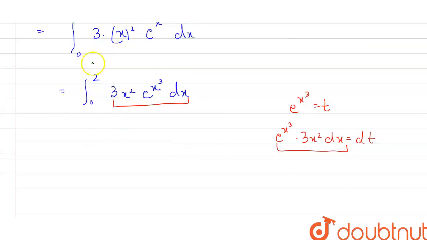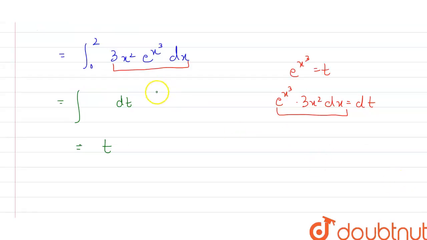So this integral can be done as the integral of dt. Integration of this will be t, and the limits will remain the same as it is, because we are left with only t here.